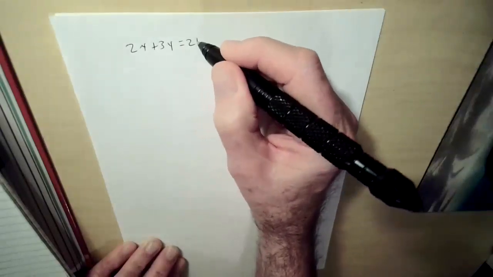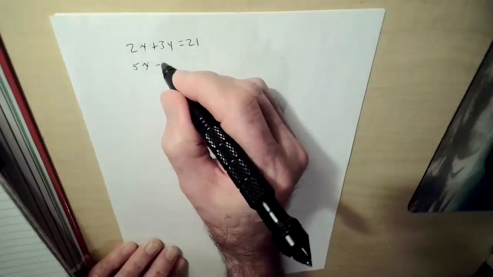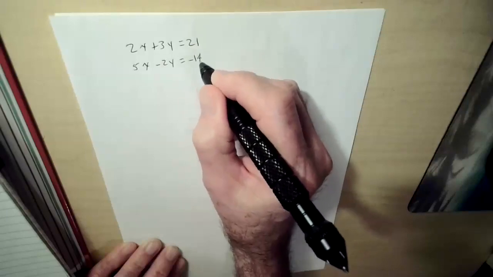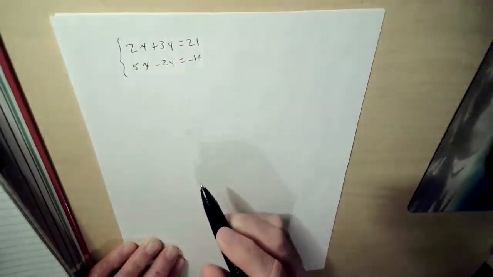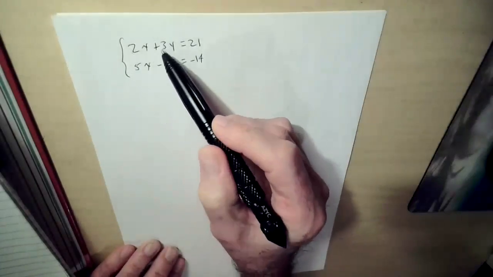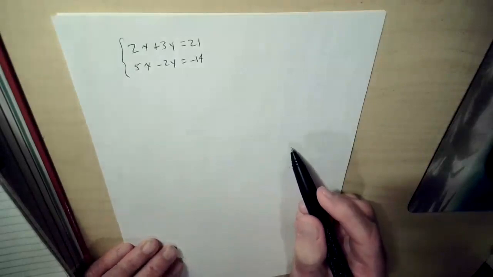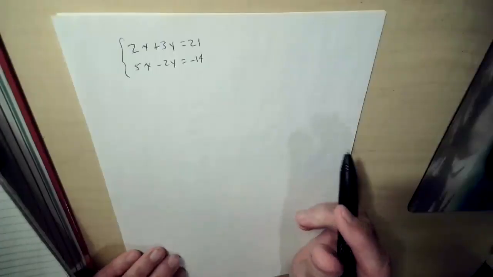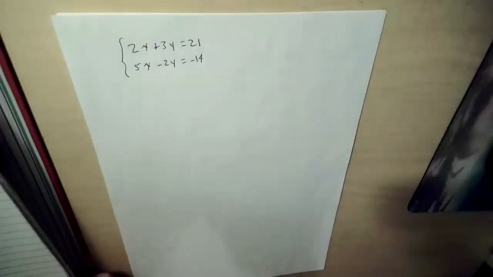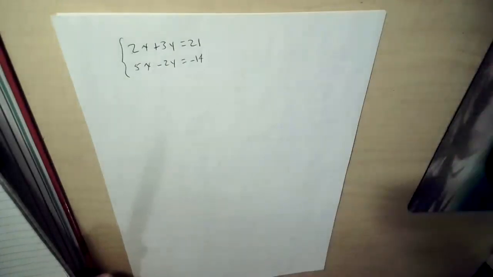Okay, so what if we have this? 2x plus 3y equals 21, and 5x minus 2y equals negative 14. What are we going to do here? 2 is not a factor of 5, and negative 2 is not a factor of 3. So we're going to have to change both of the equations. And like I said, this is about as difficult as these get.